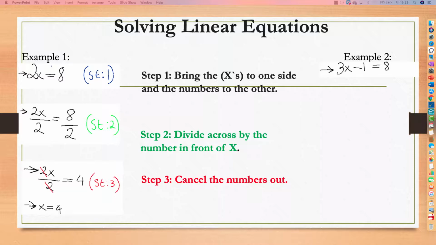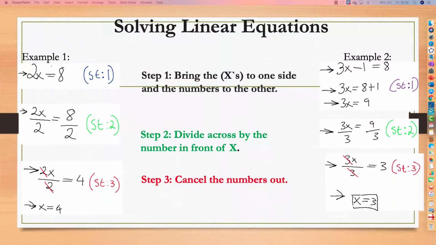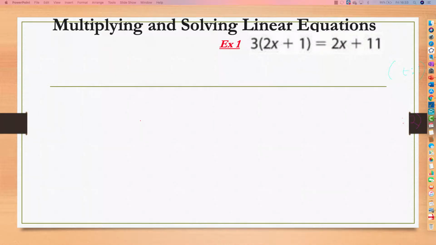What did you get? 3. So, 3x is equal to 8 plus 1, 3x is equal to 9. Divide both sides by 3. x is equal to 3. Good stuff. Right, slightly harder. Off you go. Solve that one for me.